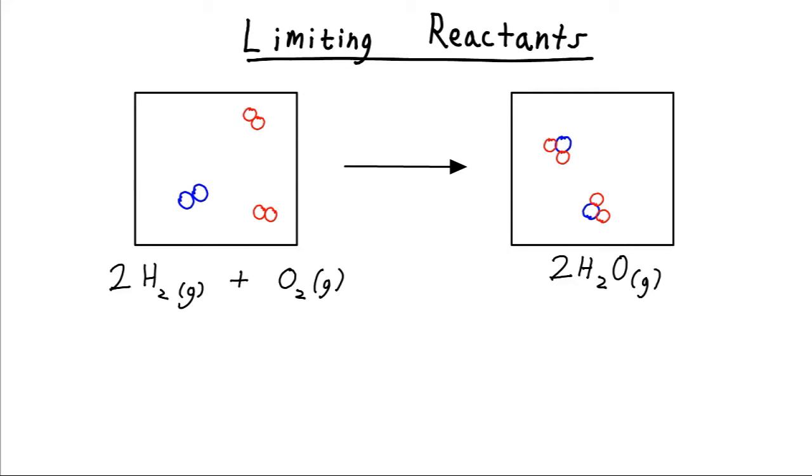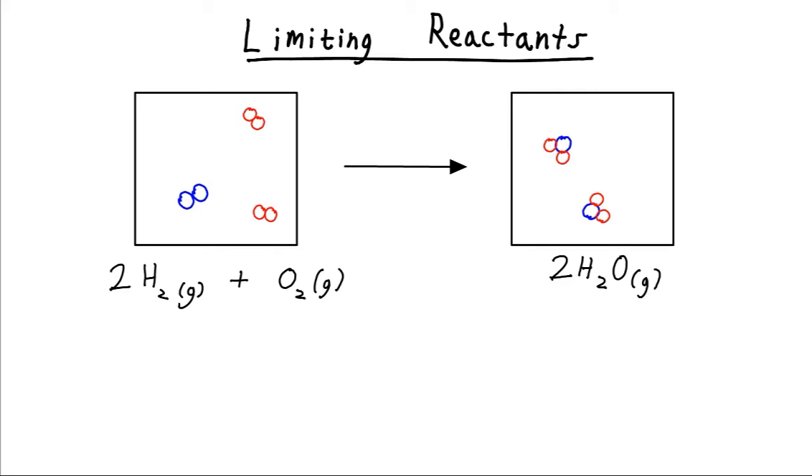Well, that gives us an equation which tells us that for every 2 hydrogens, we need 1 oxygen, and that gives us 2 waters as a result. And because we know that is a fixed relationship, if we know the quantity of any one of these substances, we can use that ratio to convert it into any other substance.